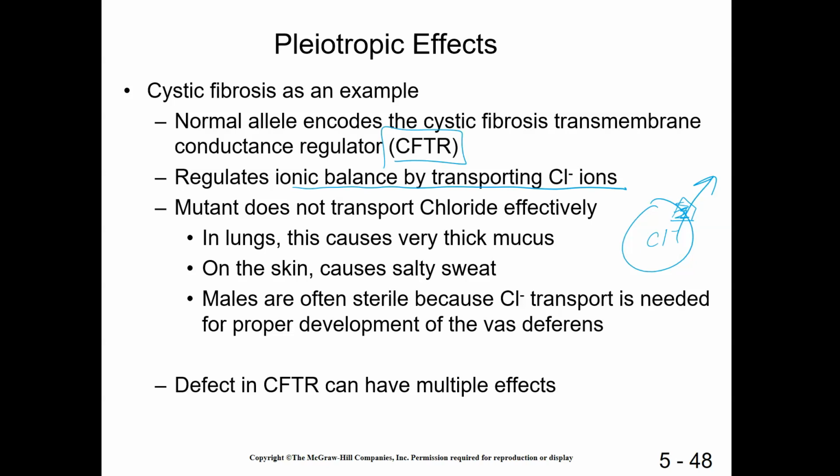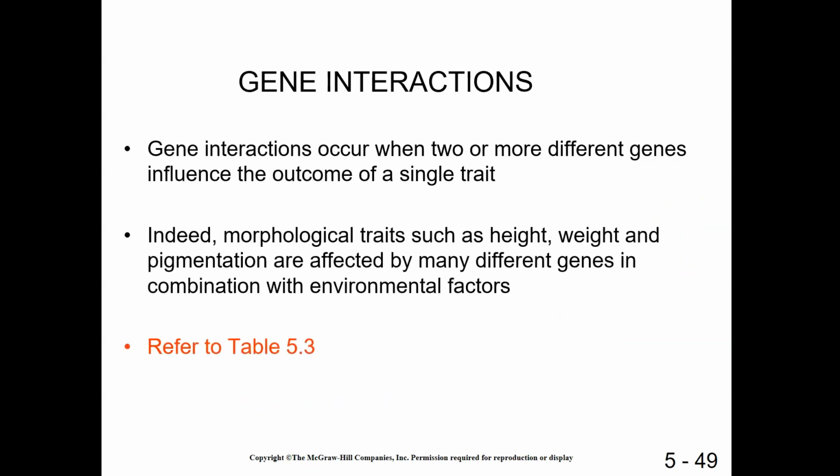So what that does is it causes the cells to produce thick, sticky mucus, and also produces very salty sweat. So males will be sterile, females will also be sterile for other reasons. But in the case of males, there's real thick mucus that basically interferes with the proper development of the vas deferens, which is the pathway for transporting sperm out of the male reproductive tract. So a defect in this gene can have multiple effects. We're not going to go into all those details right now. We just wanted to use that as a quick example.